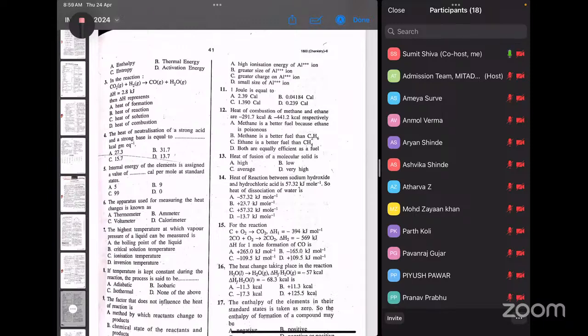It is a fact. If we are having elements in its standard form, natural form, then we take their internal energy as 0. Understood? The apparatus used for measuring the heat change, that is calorimeter. So D option will be correct.